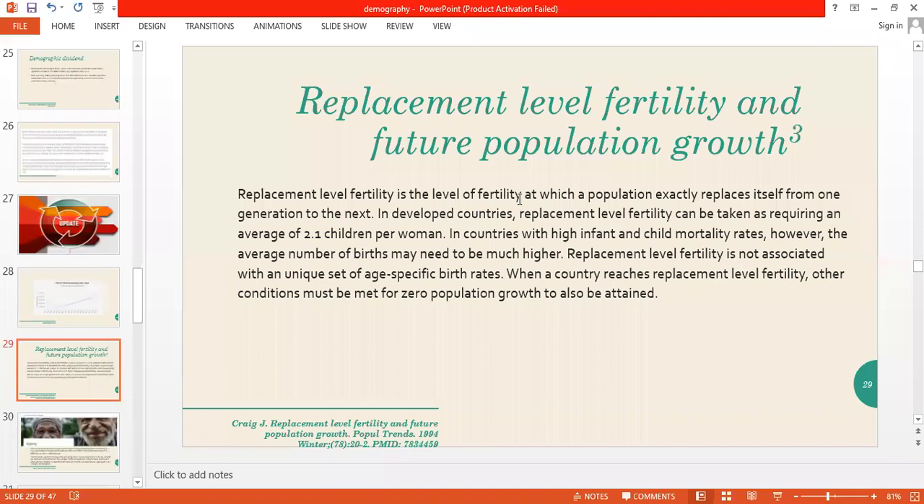Replacement level fertility is the level of fertility at which a population exactly replaces itself from one generation to the next. In developed countries, replacement level fertility can be taken as requiring an average of 2.1 children per woman. In countries with high infant and child mortality, however, the average number of births may need to be much higher. Replacement level fertility is not associated with a unique set of age-specific birth rates. When a country reaches replacement level fertility, other conditions must be met for zero population growth to also be attained.